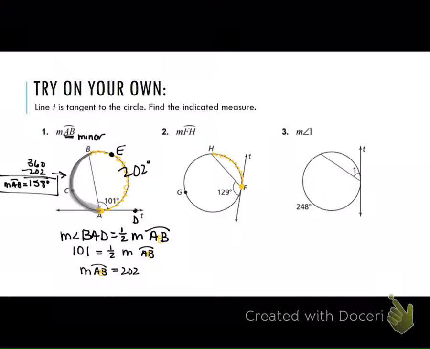We have this angle, and we have this one here. How can we find the gray arc? What would I do with the 129 to find the measure of the gray arc? Multiply it by 2, right? Because the relationship is that the angle is half the arc. So if we multiply this by 2, we get our arc.